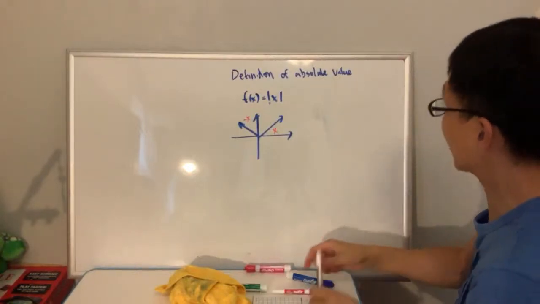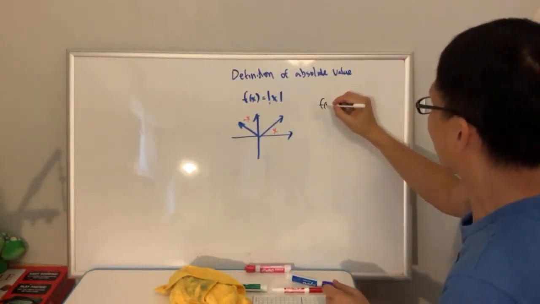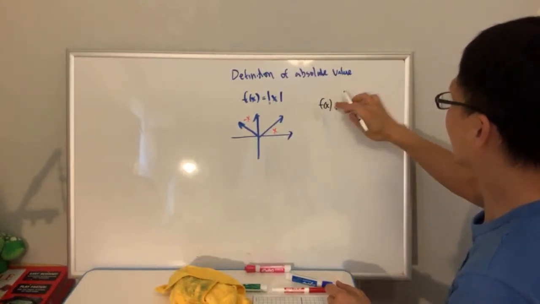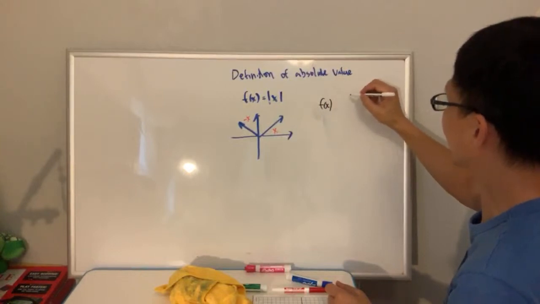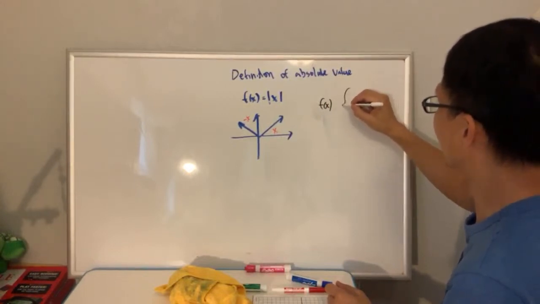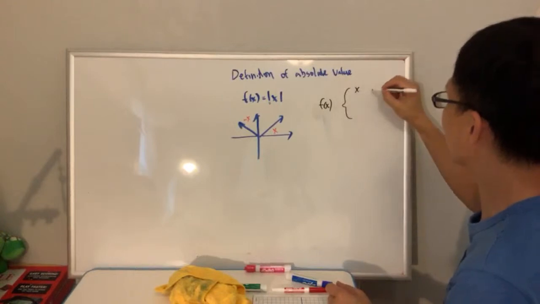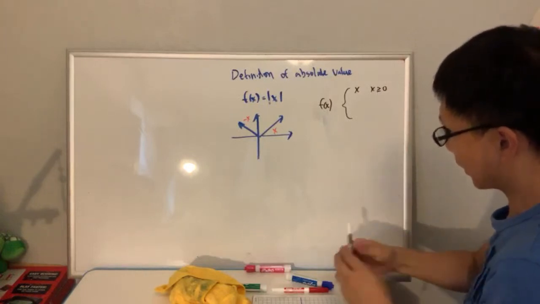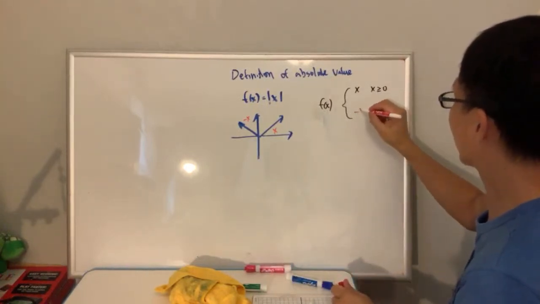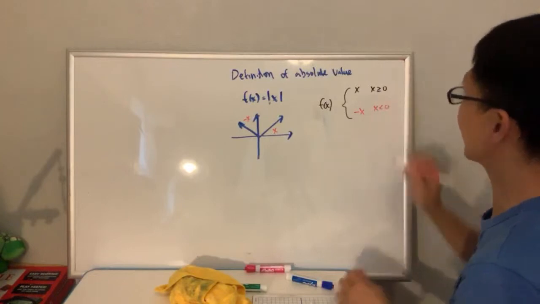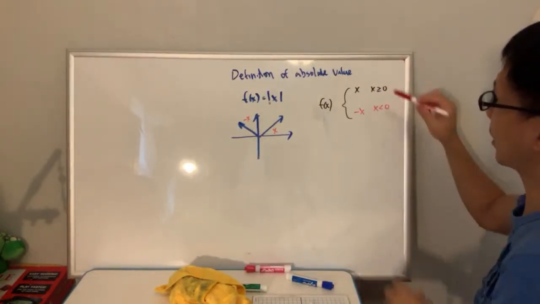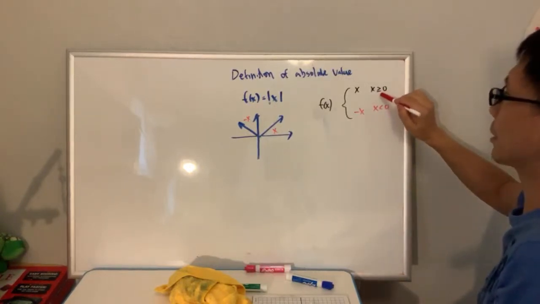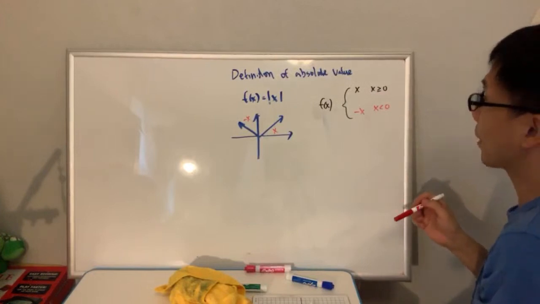So in terms of a piecewise function, I'm going to say f of x is equal to, with a brace, positive x when x is greater than or equal to 0, and negative x when x is less than 0. Now some people ask, do I need to care about this inequality sign? For me, it doesn't really matter. I'll just keep one that's greater than or equal to and one that's less than.